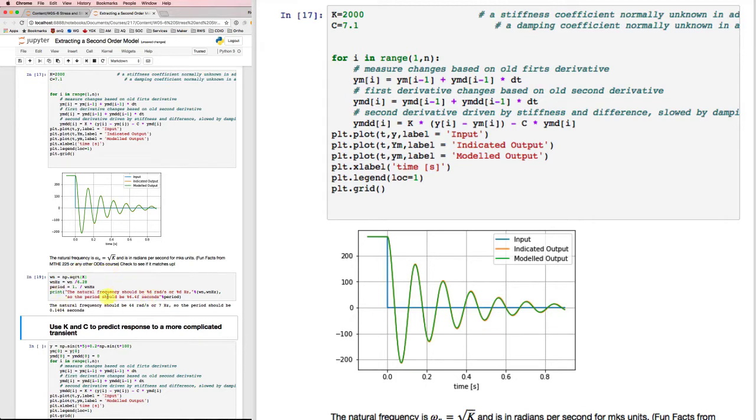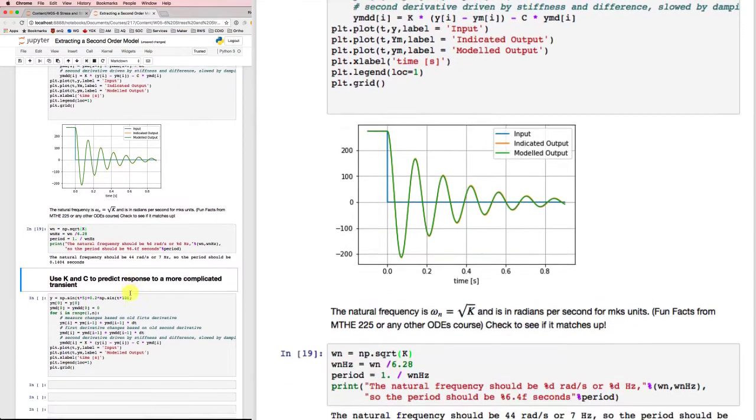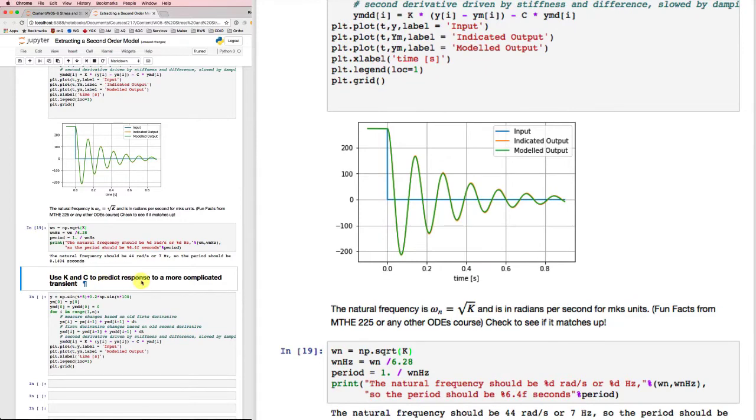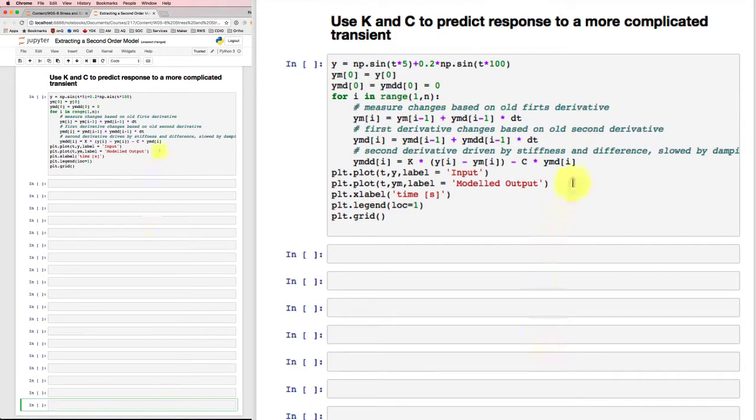So having got that to work, I can go back and use that K and that C to predict the response to a more complicated transient. So suppose I had a transient that looked like this, and I want to use my K and C values to predict the response to something more complicated. Now I've got a sinusoidal variation at a low frequency plus a sinusoidal variation at a much higher frequency. So you might think of this as being the actual signal and some high-frequency noise.